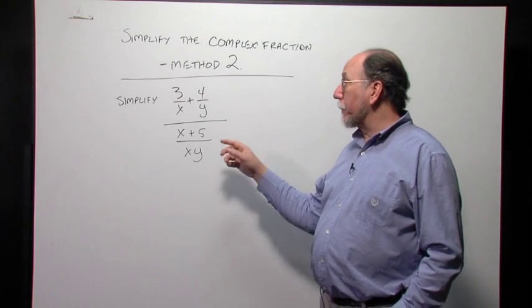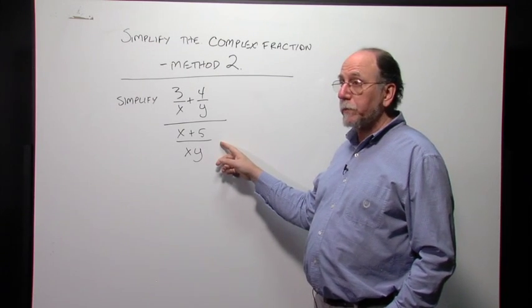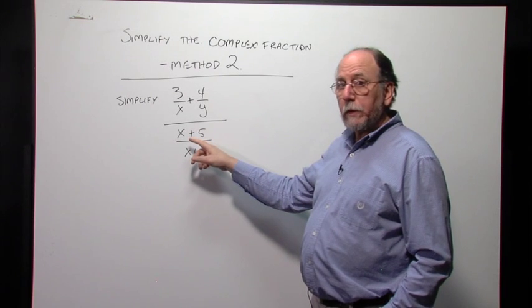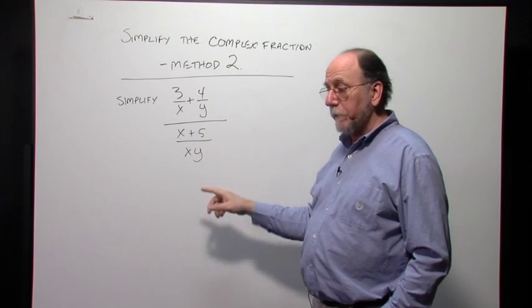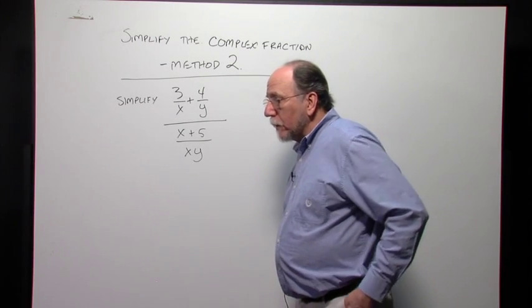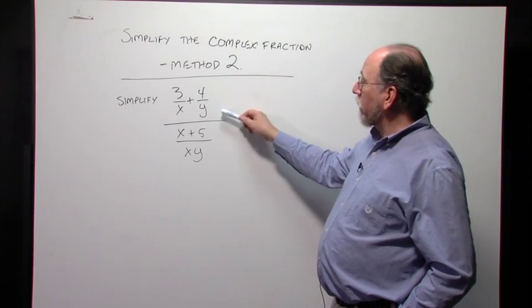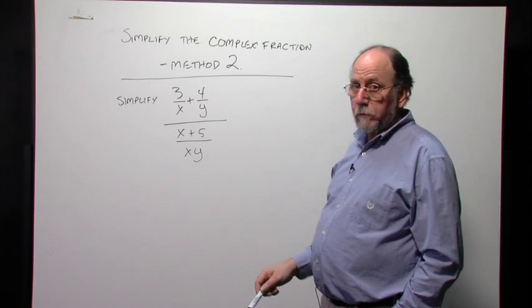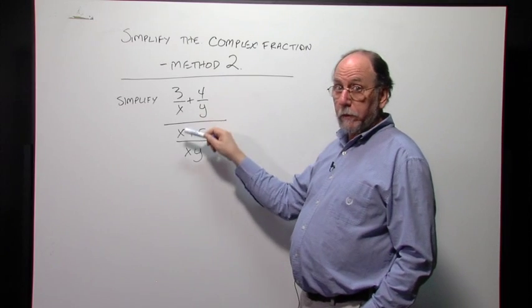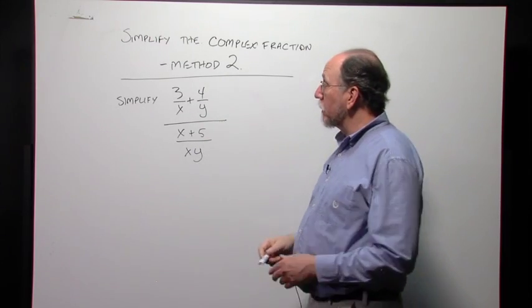Okay, so here's our example. We're going to simplify 3 over x plus 4 over y, all divided by the fraction x plus 5 over xy. So the step said we need to multiply the numerator and denominator of this fraction by the common denominator of all the fractions you see here, all the small fractions.